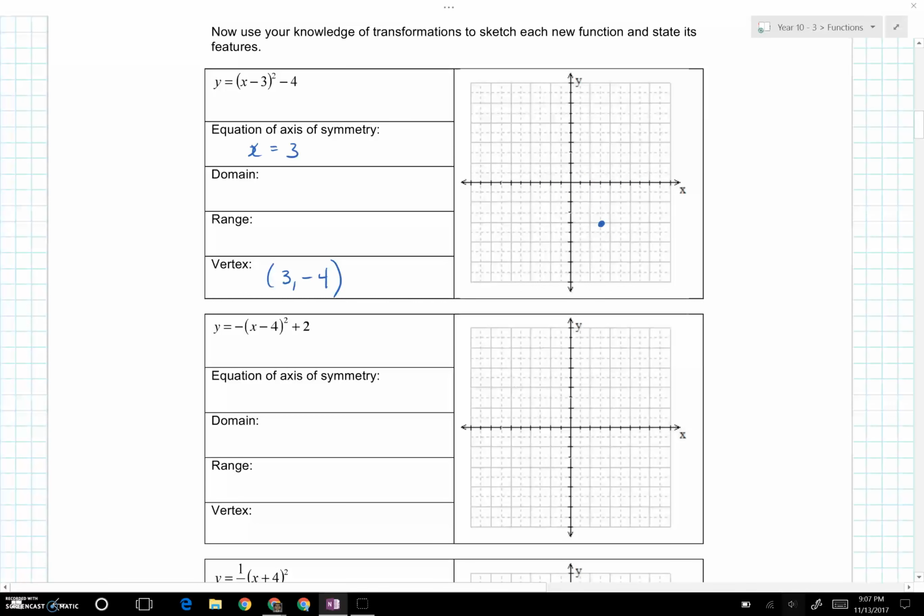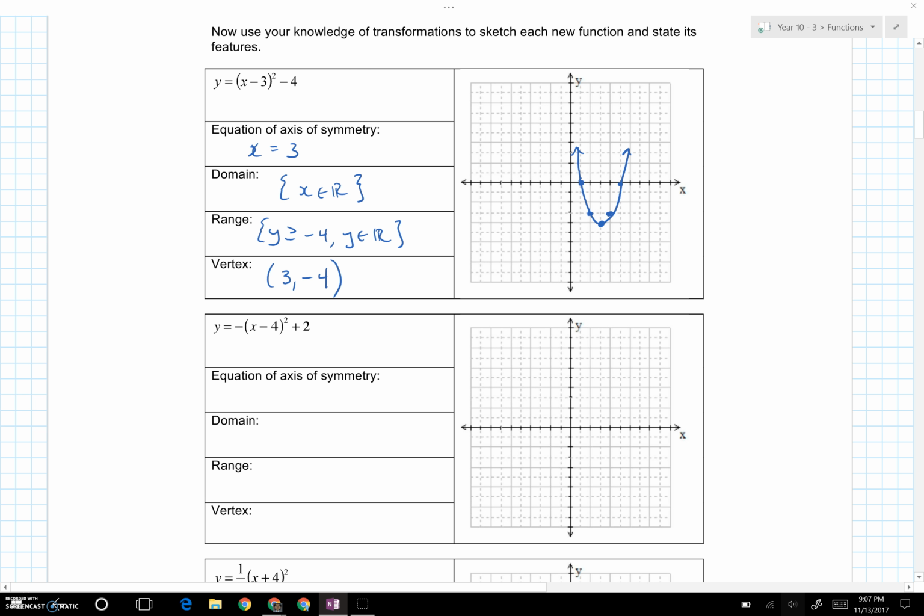It opens upward. There is no stretch factor, so I know that one point is going to be 1, 1 away like this, and then 2, 4 away like this, and like this. So I should be able to draw my generic parabola that's been transformed according to these transformations. The domain is x is an element of all real numbers, and I know that my range is y is everything greater than or equal to negative 4, and y is an element of real numbers.